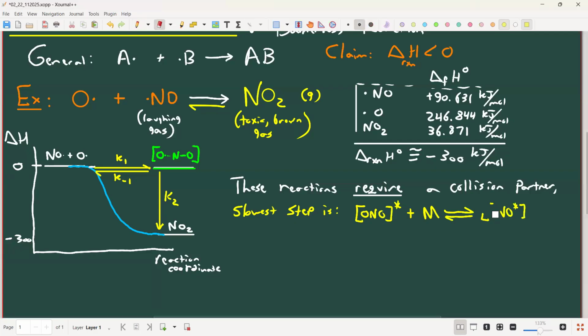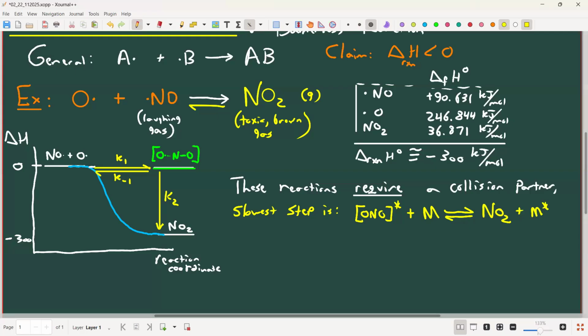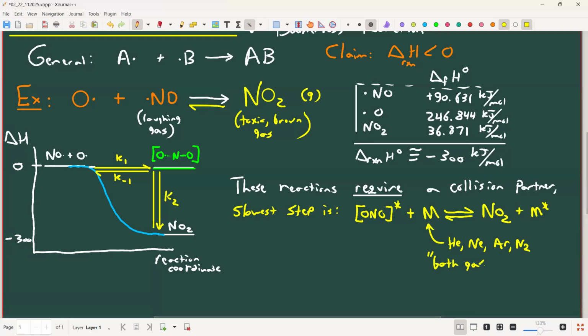Oh, sorry, O and O. This would be NO2, plus M. And in this regard, when we have an additional collision partner, then there's an equilibrium. Wait, what does the M stand for? This can be anything that's non-reactive. Helium, neon, argon, N2, just something to collide with. Okay. A dumb billiard ball. These are what are called bath gases, which are pressurizing material that is non-reactive.